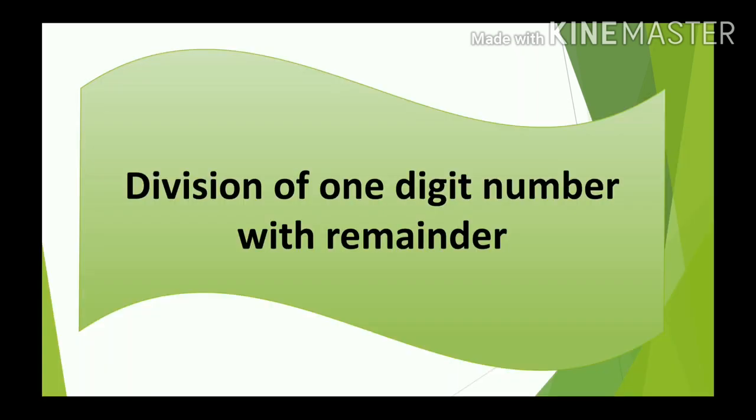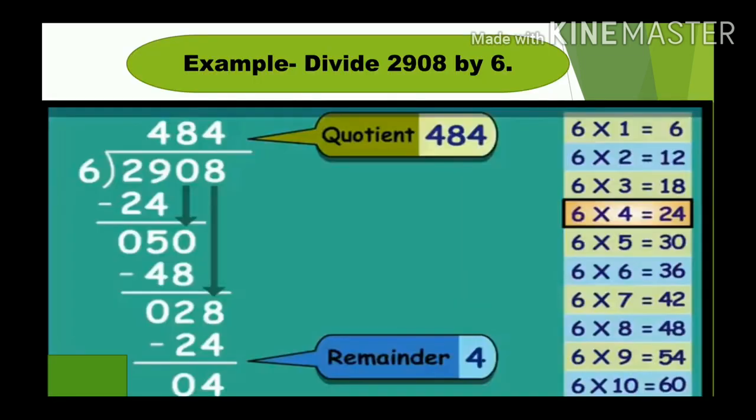Now, division of one digit number with remainder. So here again we are going to take some examples. Divide 2908 by 6. So again we have to do the division with a one digit number. So here you can see one thing: for a one digit number we have to take one digit, but here the one digit is 2 and 2 is smaller than 6, so it cannot be subtracted from 6. That's why we have to take a two digit number. So we'll take 29.